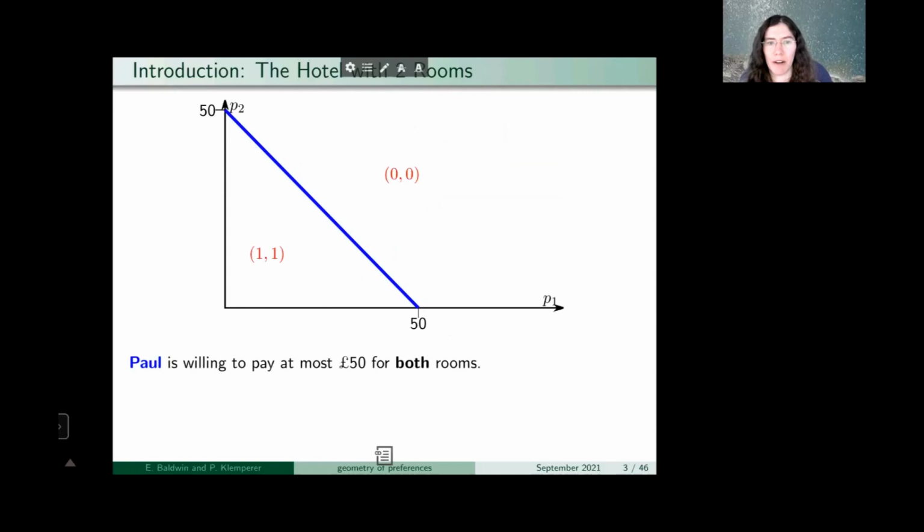He'll go somewhere else. But he's willing to pay at most £50 for both rooms. Otherwise, he'll take neither. He'll just go somewhere else. So if Paul and Elizabeth are both there at the hotel, we see we have a problem.